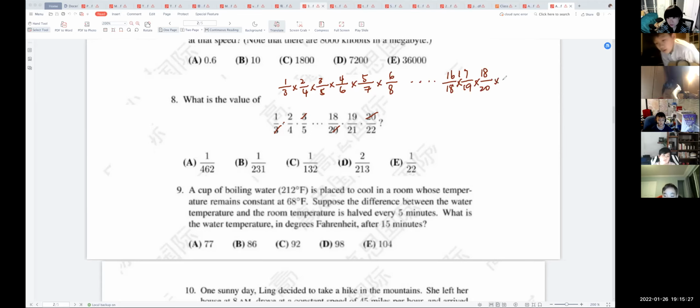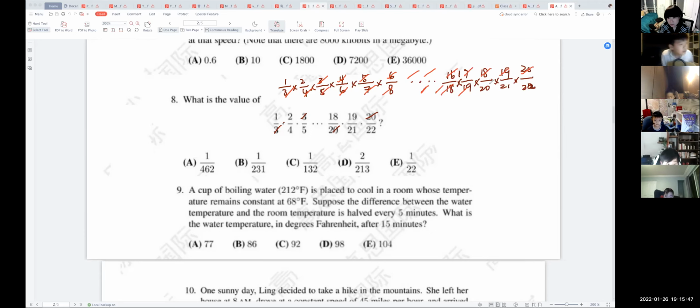So let's take a look at this one. I just write a little bit more. So 3, 3 gone, 4, 4 gone, 5, 5 gone, 6, 6 gone. So I know 7, 7 gone, 8, 8 gone. And 16 is gone by the earlier one, 17, 18, 19, 20. So what is left here? 1 times 2. And what is left at the bottom? 21 times 22.